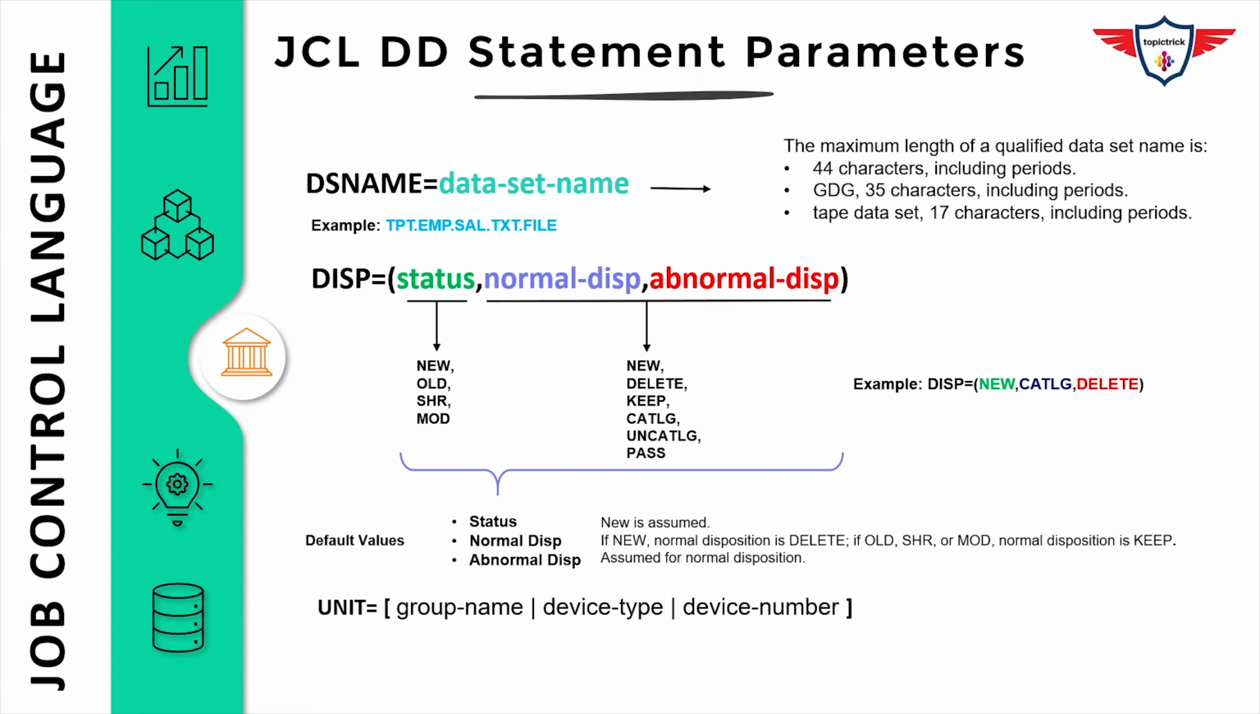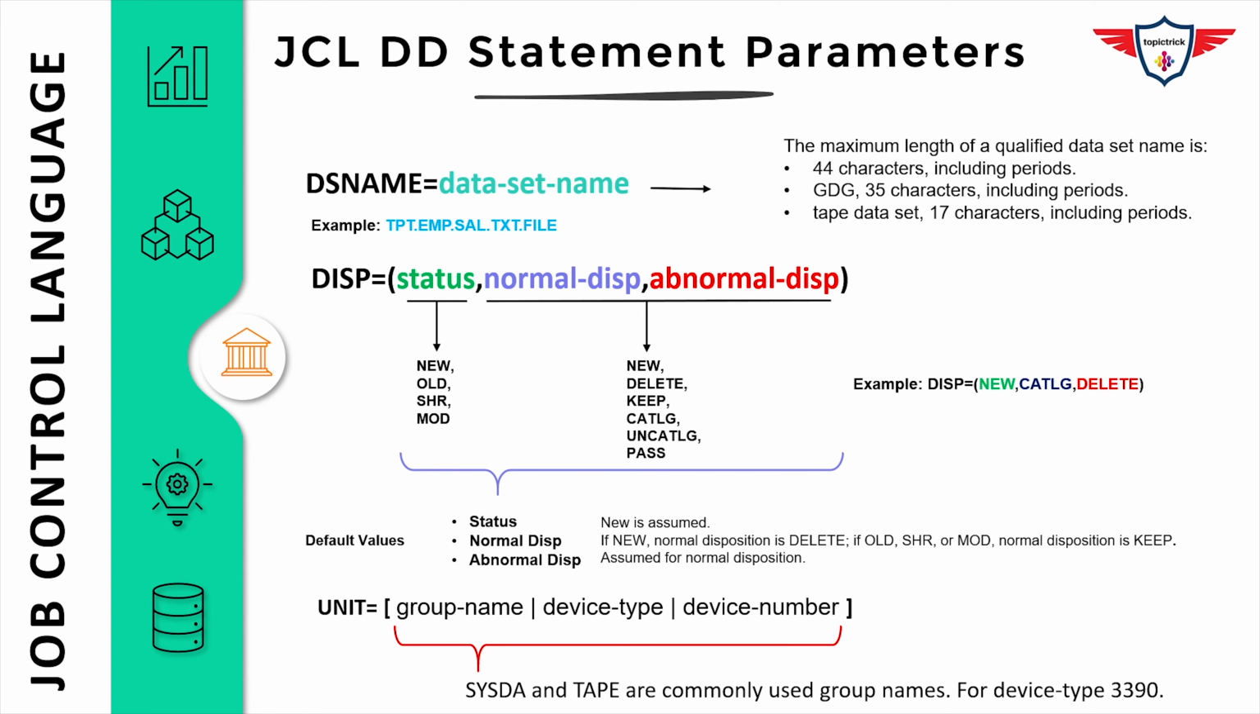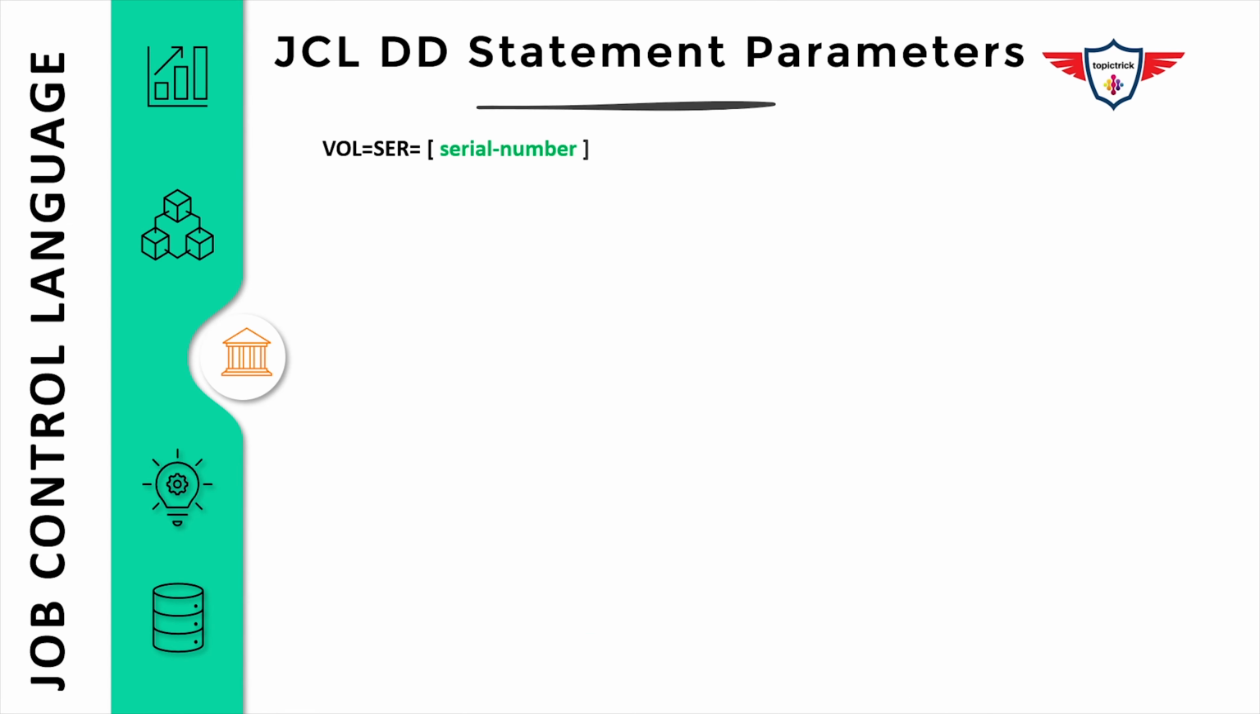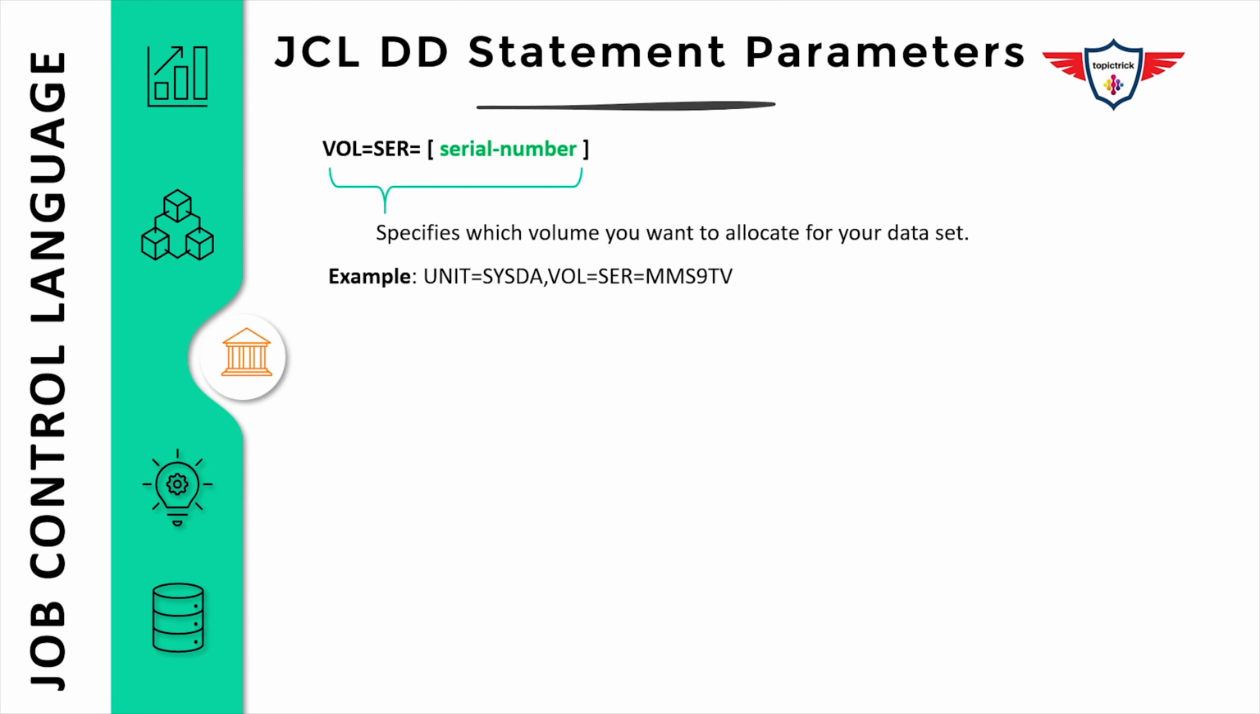The next parameter is the unit parameter, and it is generally used to specify either a group name, device name, or a device number where you want to store your dataset. So in general you use sysda or tape or probably a specific device number. The next parameter is volume, and it is generally used to specify the volume on which the dataset actually resides.